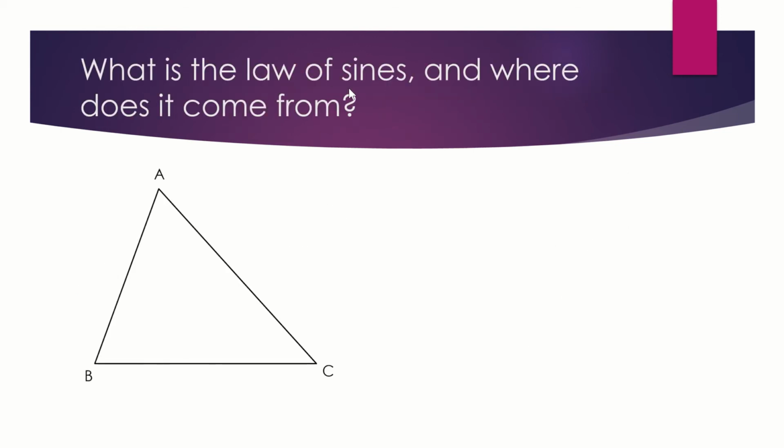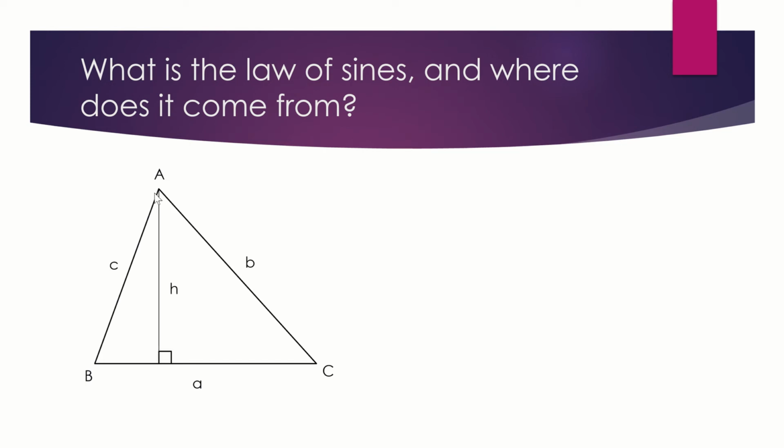So I want to talk a little bit about what the law of sines is and where exactly it comes from. Here we have a triangle ABC, and generally the variables for angles are usually in uppercase, and the variables for side lengths are in lowercase. And notice that the side lengths across from the angles have the same letter, like A, B, and C. So I want to talk about where the law of sines comes from.